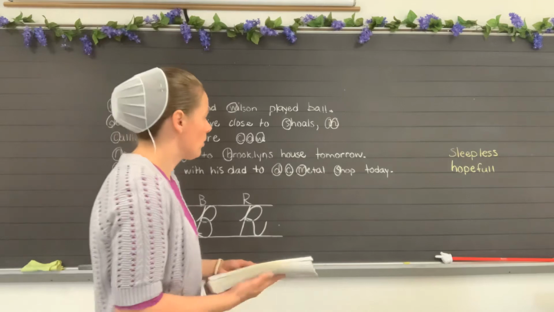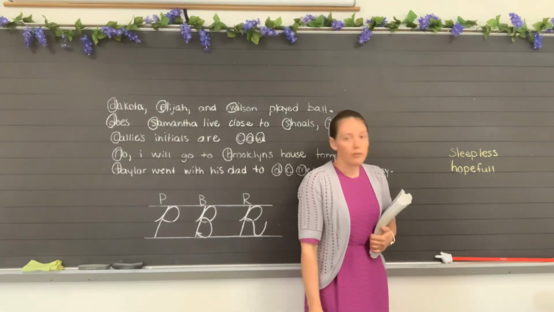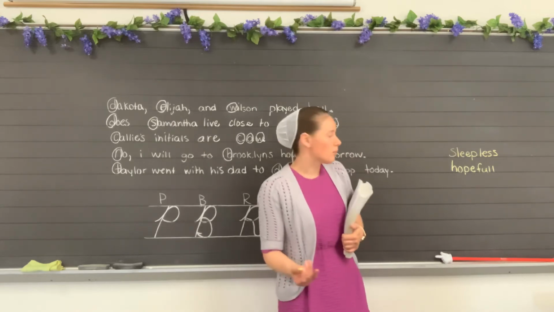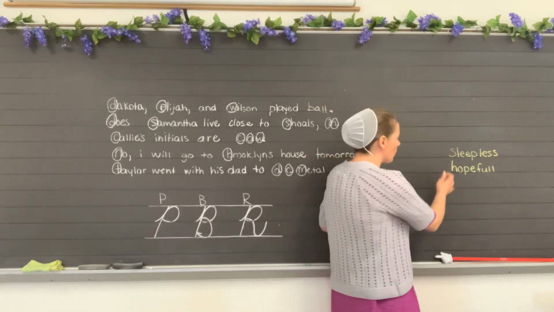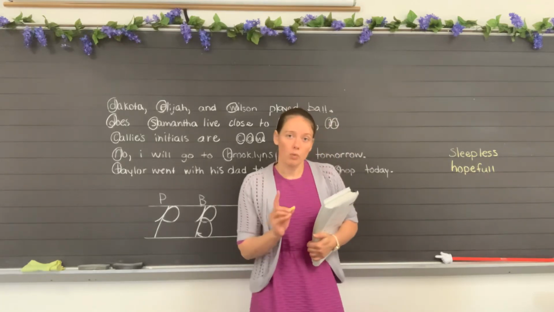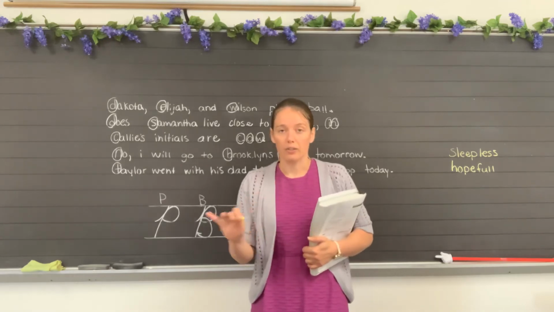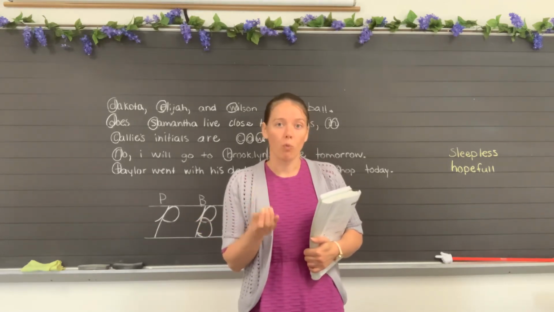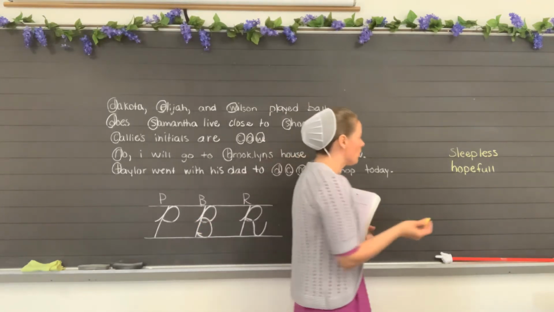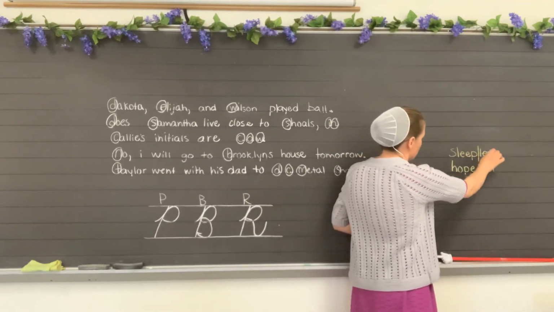Let's look here on the board. We have the word sleepless, and we want to divide that between the syllables. So if you think about it, there's 2 vowels here in sleep, but there is only 1 vowel that sounds. And so your syllable might have 2 vowels in it, but it will only have 1 vowel sound. So we will divide sleepless right there, and here's your vowel sound, and here's your vowel sound.